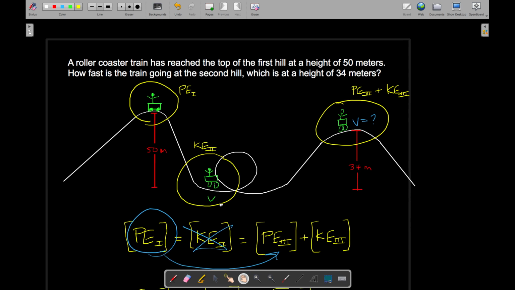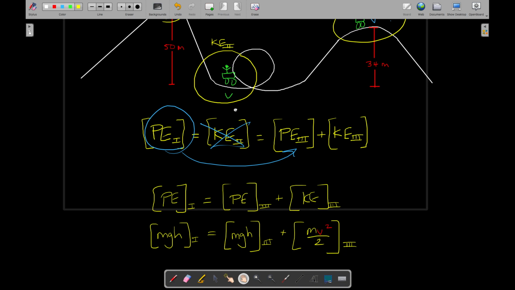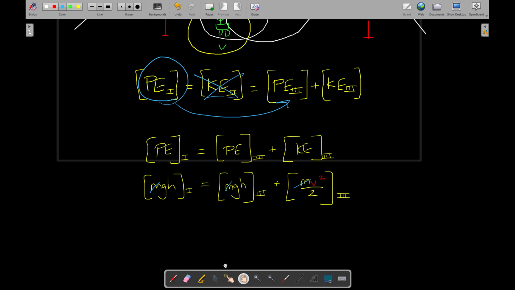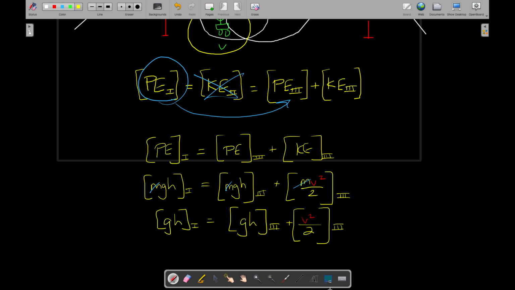Okay, before I plug in the values, you'll notice that algebraically the masses can cancel out. So there's no need to know the mass at all when you're dealing with a conservation of energy question. We basically took the equation and simplified it. So now we get something like this. All right, so now we have this.